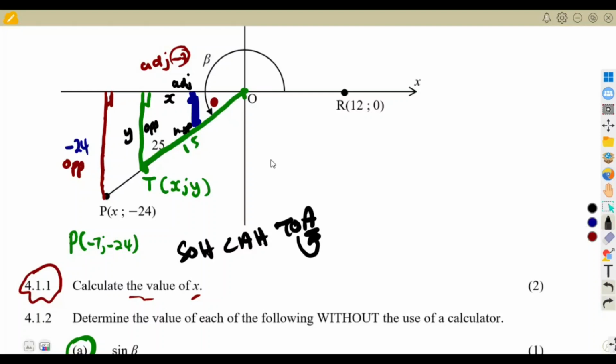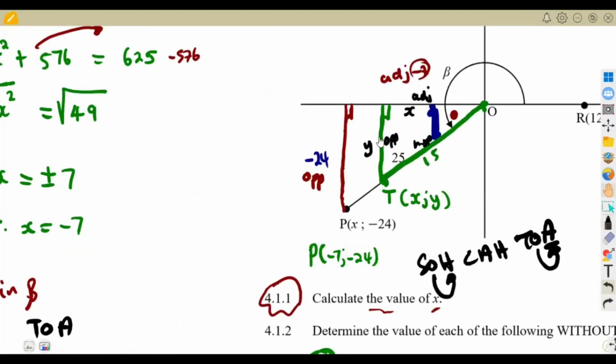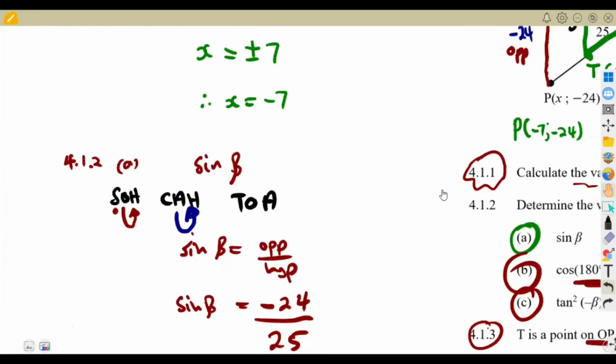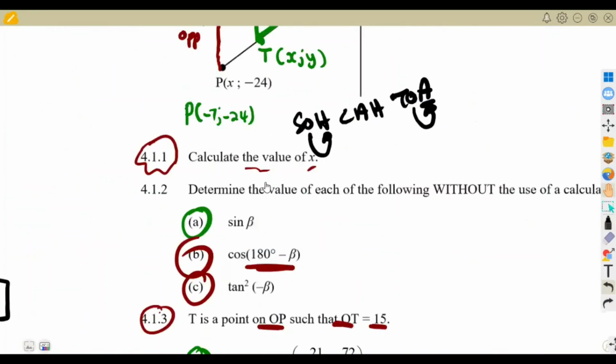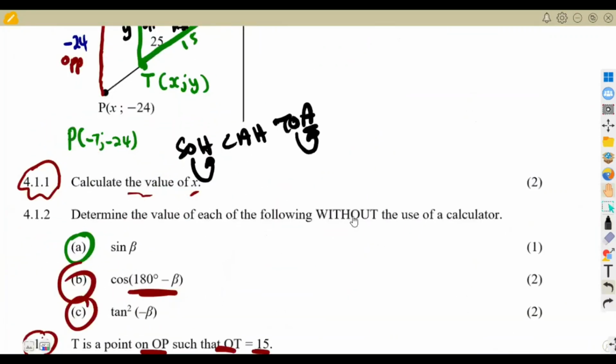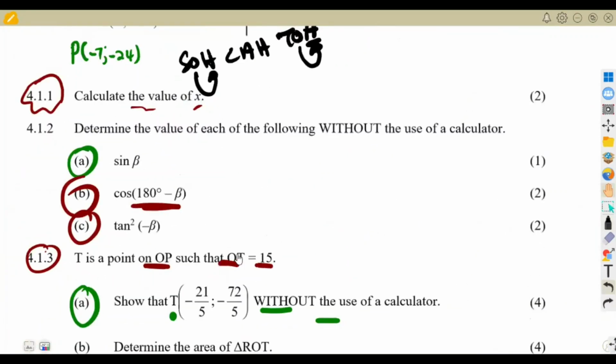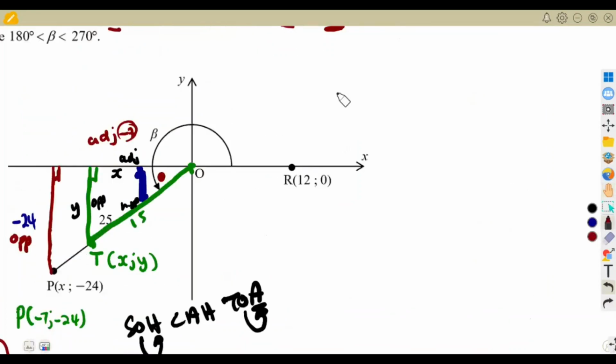We have to equate the ratios that we are given. So from our earlier work, we've got the ratio of sine. Have we calculated the ratio of sine before? Yes, we have. Remember, we calculated the ratio of sine here before. We got the sine of beta as negative 24 over 25. This is 4.13a. We calculated the ratio of sine beta before, opposite over the hypotenuse, and it was negative 24 over 25.